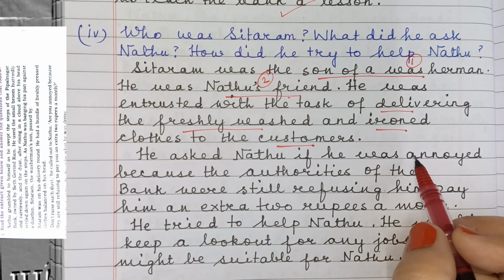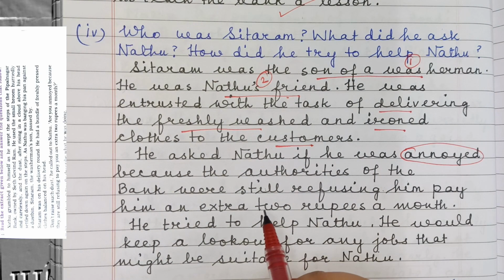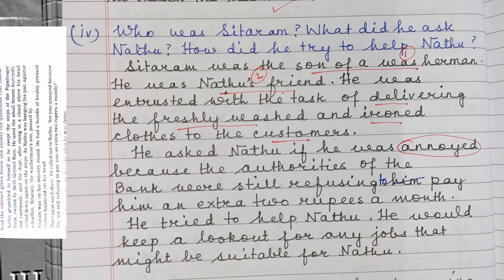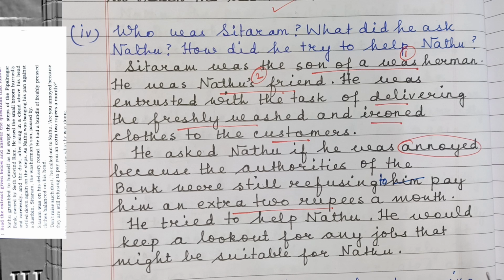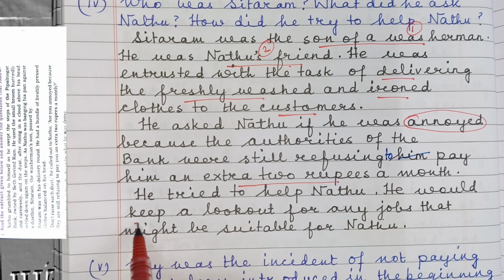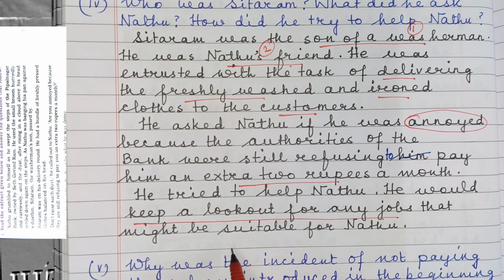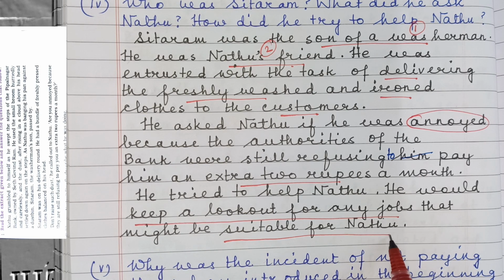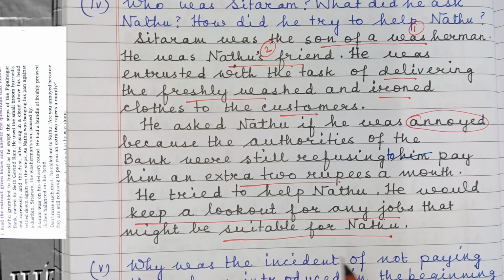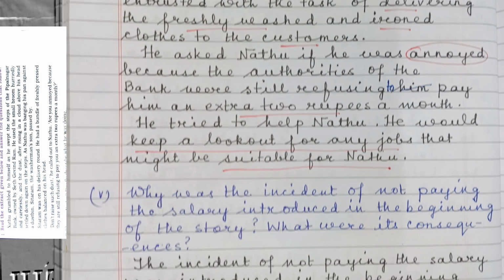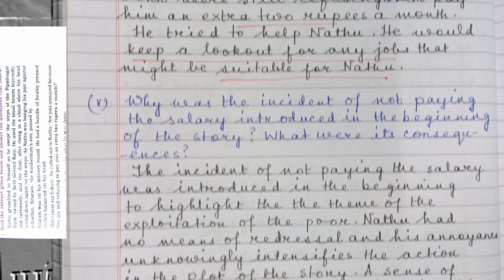He asked Nathu if he was annoyed because the authorities of the bank were refusing to pay him an extra 2 rupees a month. And how did he try to help Nathu? He tried to help Nathu. What would he do? He would keep a lookout for any jobs that might be suitable for Nathu. So brief answers. मगर 3 questions मैंने perfectly touch कर लिया है, मैंने mention कर लिया है. I did not miss out anyone.